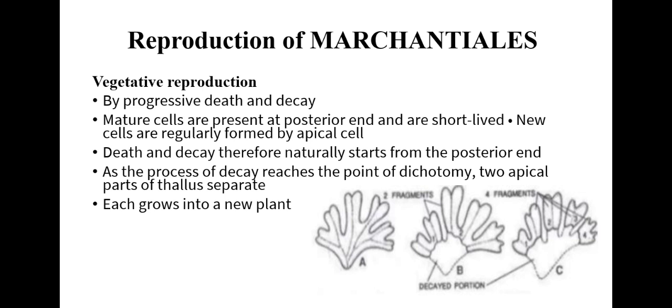Mature cells are present at the posterior end and are short-lived. New cells are regularly formed by apical cells. Death and decay therefore naturally start from the posterior end. As the decay reaches the point of dichotomy, the two apical parts of the thallus separate. You can see this clearly in this picture. Each grows into a new plant. The older plant starts decaying and the younger parts grow into new individuals, with the capability to develop into mature individuals.